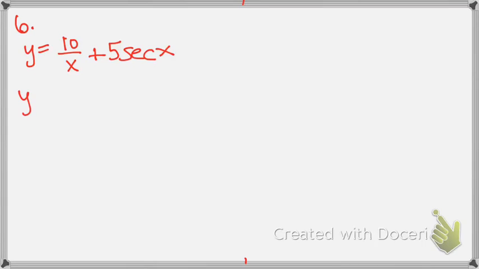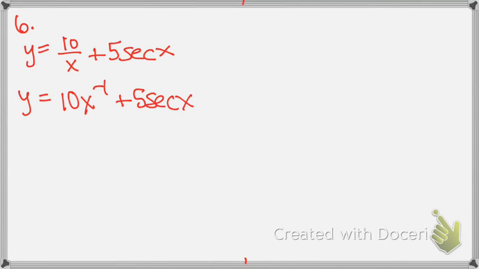So the key for the 10 over x is to recognize that that needs to be rewritten. Get rid of that symbol. That needs to be rewritten as 10x to the negative 1 power. Okay? But this is still the original function, so I'm leaving my original notation.